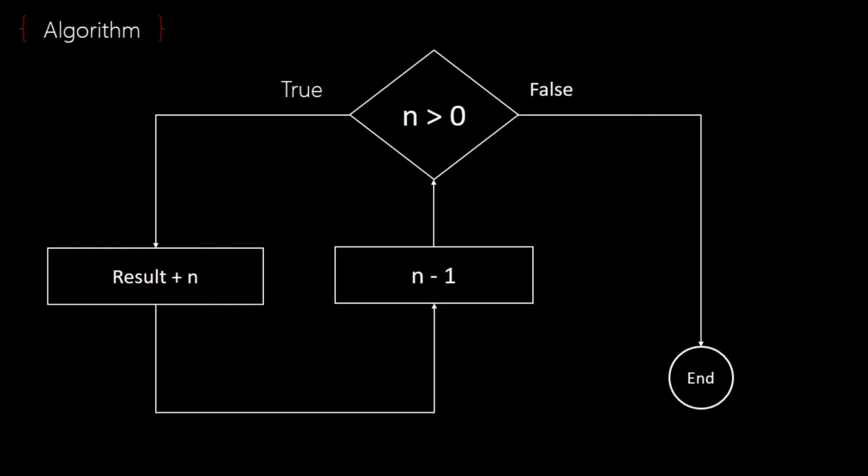Let's see a real example of how this algorithm works. We will take 4 as our guess and see what will happen. First, 4 is bigger than 0, so the loop will start working. The variable result will be increased by 4, and then the 4 will be decreased by 1 to become 3. In the same way, 3 will go to the loop condition, and because 3 is bigger than 0, it will do the same process, and the result will be increased by 3, and the new n will become 2. The same process will continue until we reach n equal to 0.